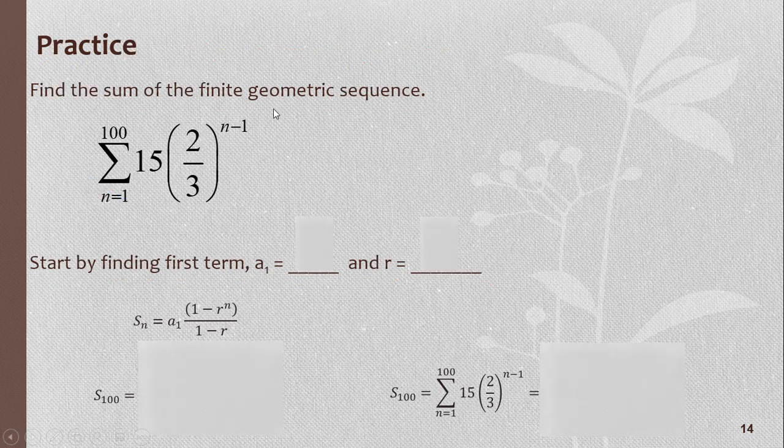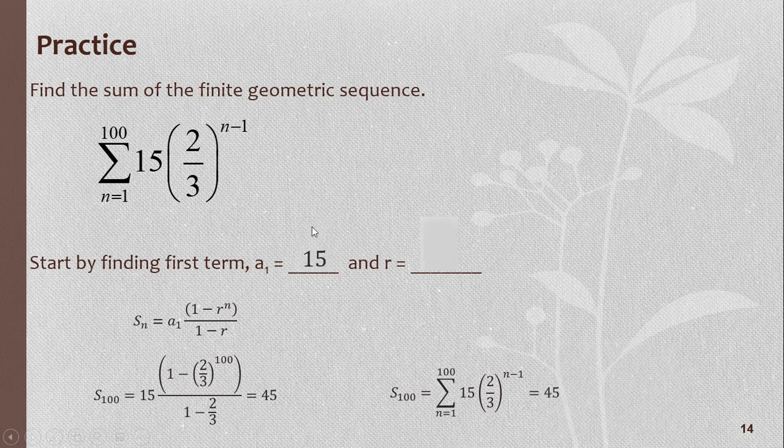Now, here's another finite geometric sequence. Again, here my ratio is 2/3. My a sub 1 is going to be 15. And my ratio is 2/3. So here's my a sub 1. My ratio is 2/3, which is here. So I can figure out this way again using this formula.